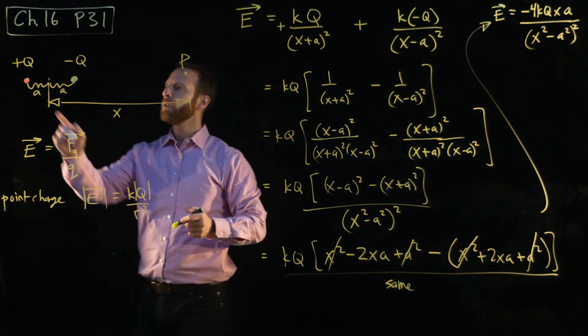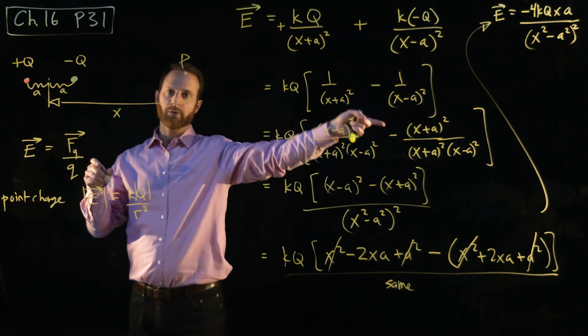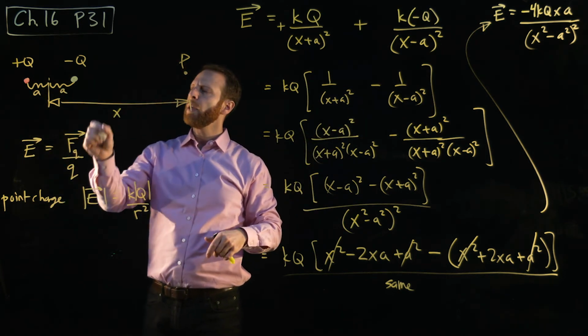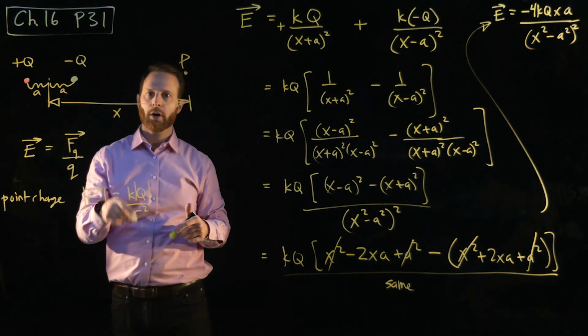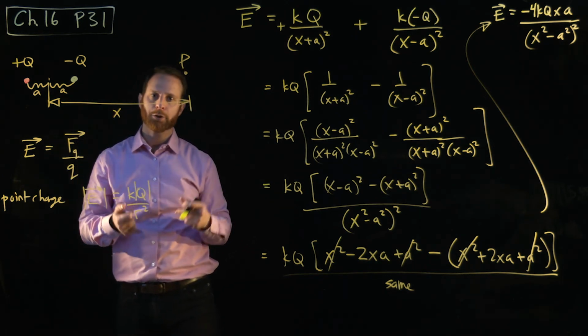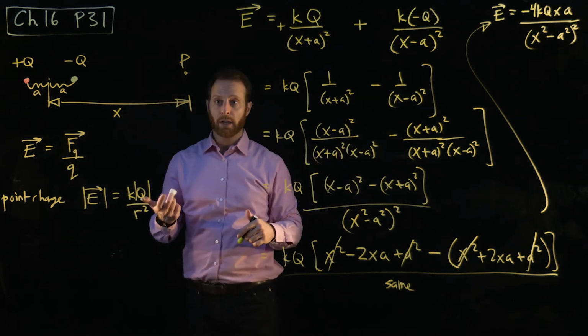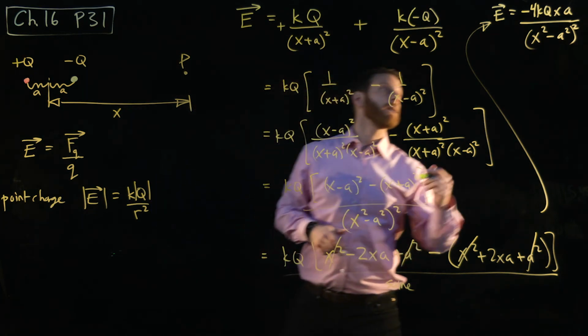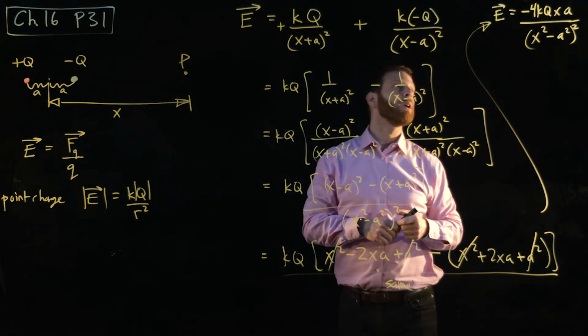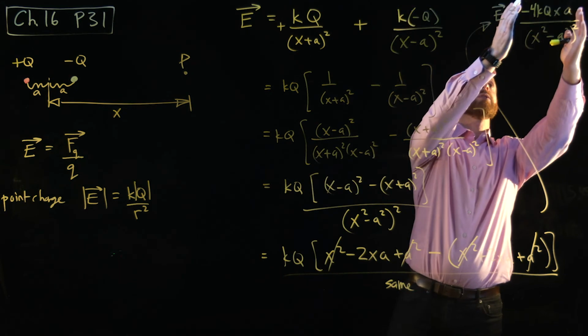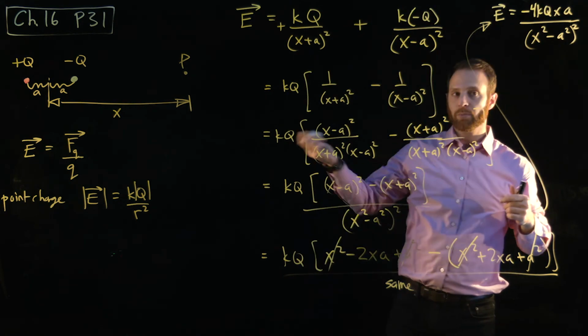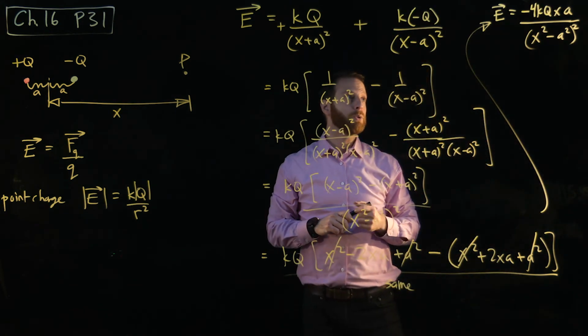Well, we know that the positive charge makes a field that points to the right, negative charge to the left. But because we are closer to the negative charge, that should dominate the orientation of the field. So this negative sign is correct. So if you like, you can write it like this or indicate that the electric field value is this thing without the minus sign pointing to the left, however you want to do it.